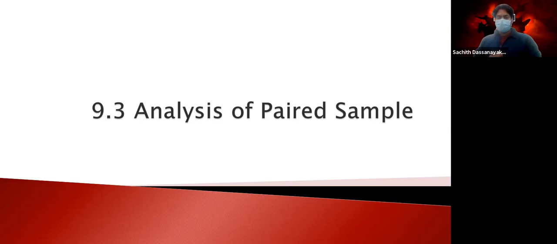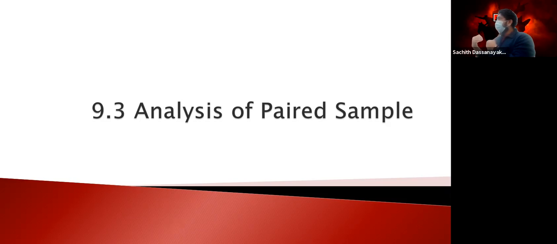Chapter 9.3, analysis of paired samples. Still, we are talking about paired samples. If you remember, we consider two populations, then take two samples from those populations. They are independent. We call them X and Y. So those we call paired samples.